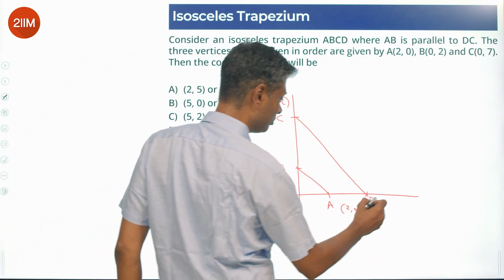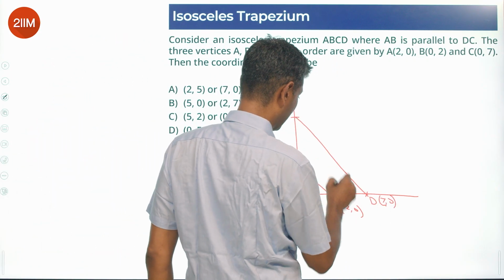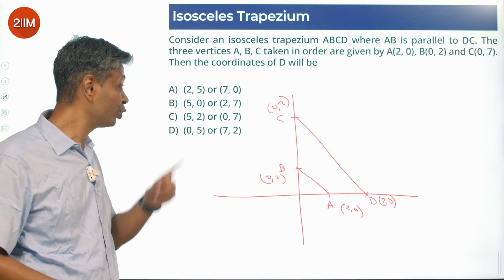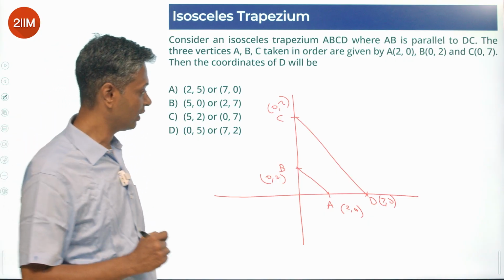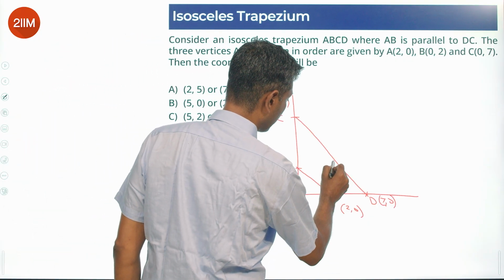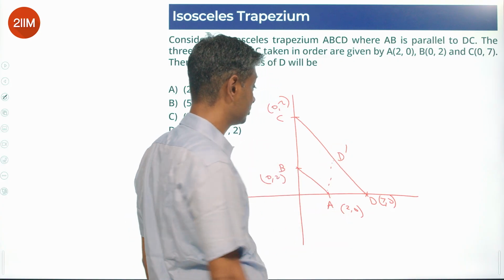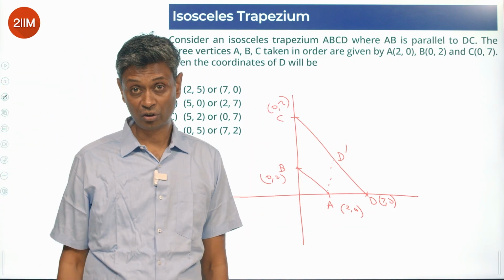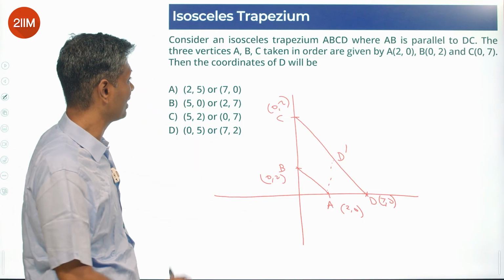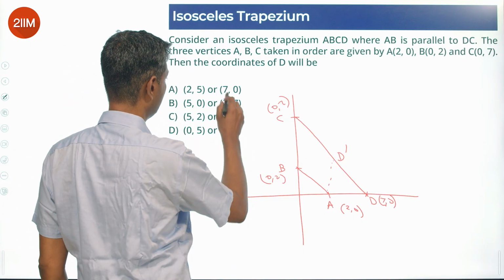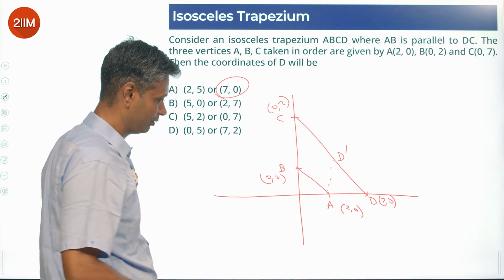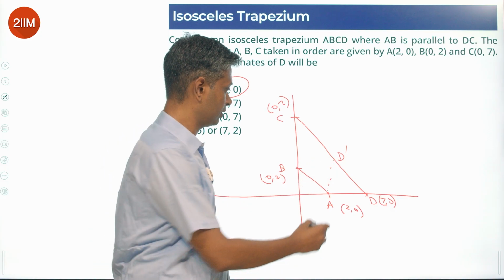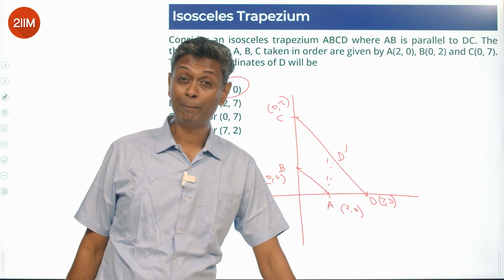So it can obviously be 7, 0. Nice symmetric diagram. This question's solution is wrong because only 7, 0 is a valid point, because the other point where D can sit here on this line, ABCD will become a parallelogram and not an isosceles trapezium. And so very interesting. So the answer is 7, 0, not 2, 5. If you put 2, 5 somewhere here, then that becomes a parallelogram.